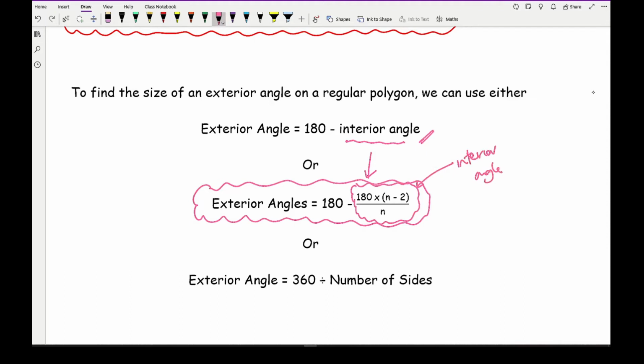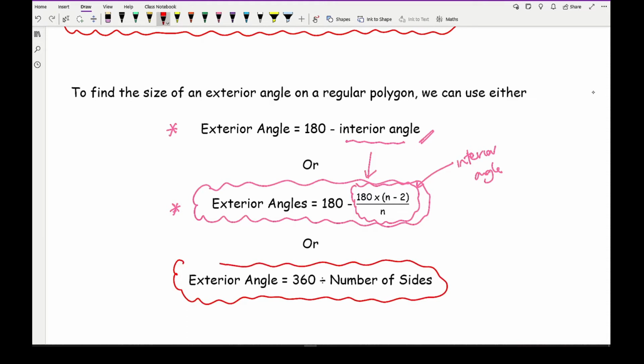Let's make that a little bit neater. So there we go. So that's the interior angle. So this formula here and this formula here are exactly the same. A much easier way of remembering how to work out the exterior angle is if you know how many sides the shape has got, then you can use this formula here.